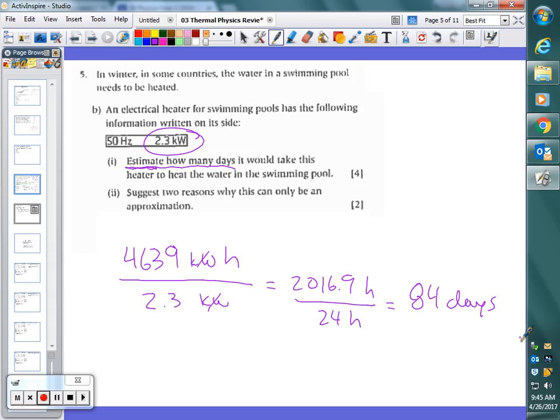For part B II, we actually talked about this a little bit yesterday at the end of class. We're assuming a couple of things. It says 2 reasons why this can only be an approximation. So what did we assume about this situation?